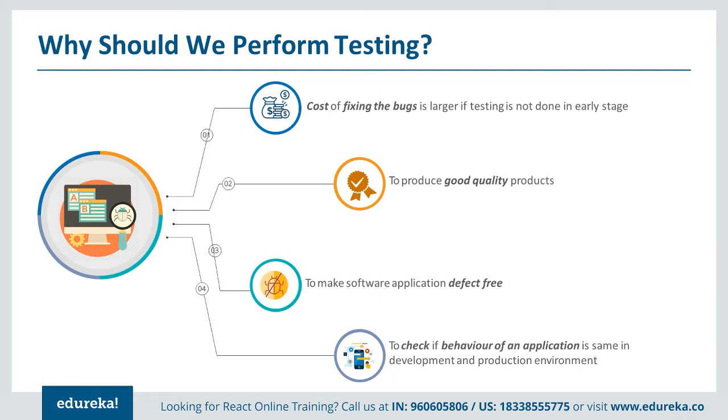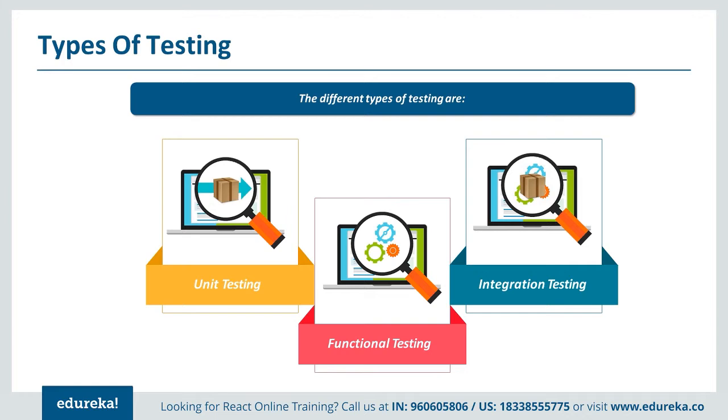Testing also does one more thing: it helps us verify that the thing we expect is the same as what is actually there or not. It checks if the behavior of the application is the same in development and production environments. The types of testing: unit testing, functional testing, and integration testing.